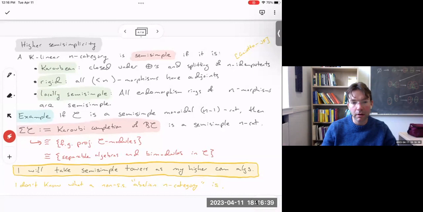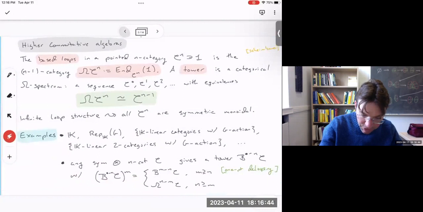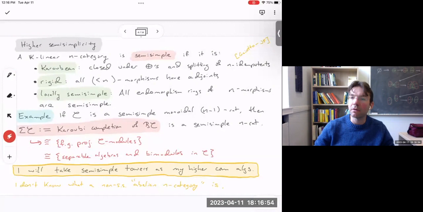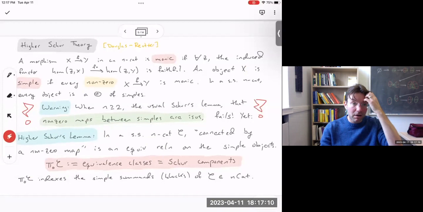I said at the beginning, my motivation for the talk was to work out what the higher category of complex super duper categories are. And now I'm telling you the category for me is going to mean one of these semi-simple towers. Okay. So I'm just assembling the pieces so that I can tell you the main thing. I have to tell you a little bit more about semi-simple higher categories.